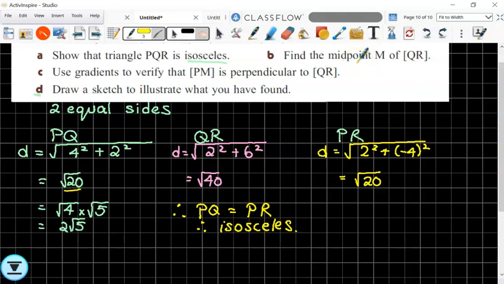Hang on, Susan. Before you take off, use gradients to verify that. Sorry, I'm talking to the class. Use gradients to verify PM is perpendicular to QR. So how could you verify that these lines are perpendicular? Yeah, what about their slope? Find the slope of both, and one has to be not the opposite, but the negative reciprocal.